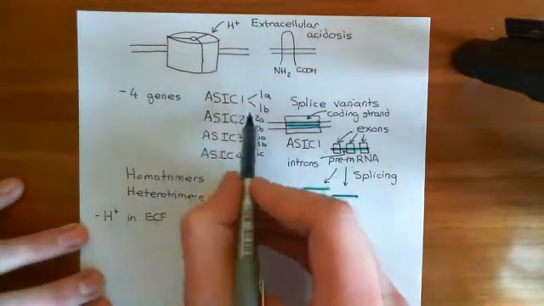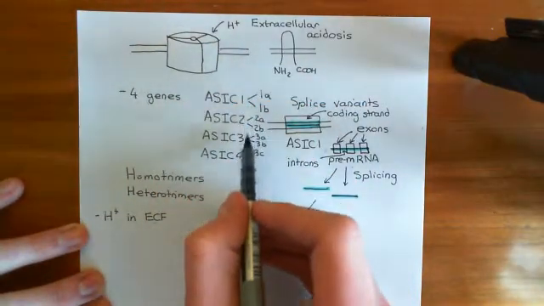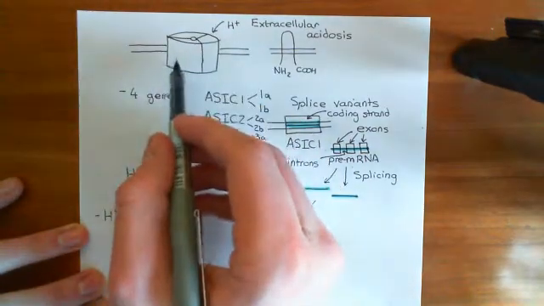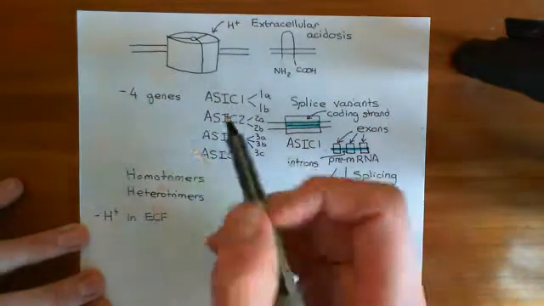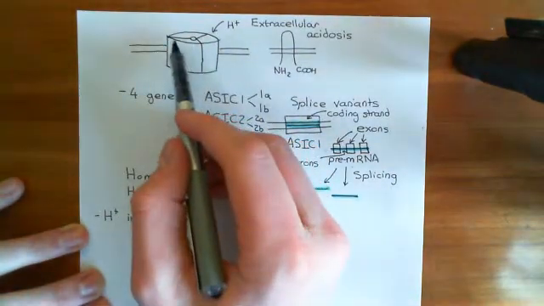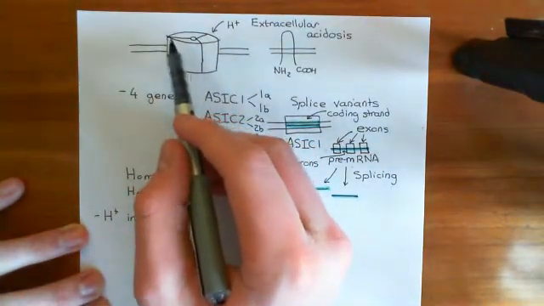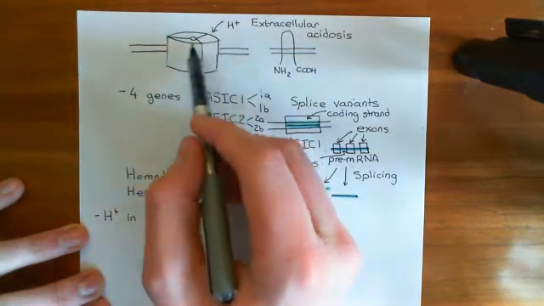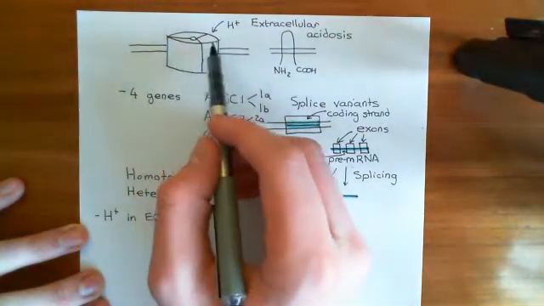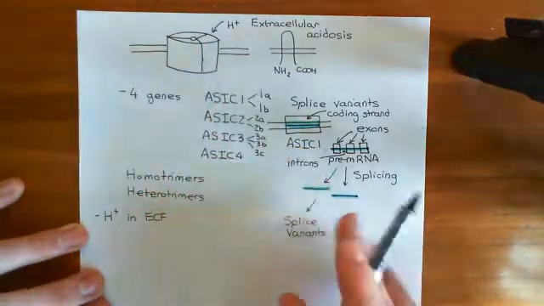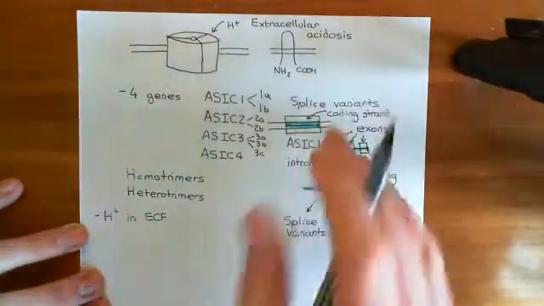Okay, and different ASICs produced out of different subunits will have different pHs at which they actually activate. Now, the highest pH that one has been found to activate at is 6.5. So the absolute threshold for their activation is that you need to go beyond 6.5. You need to go lower than 6.5. So you need an acidosis.